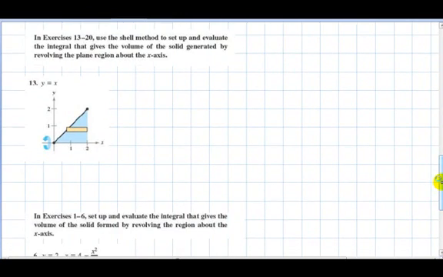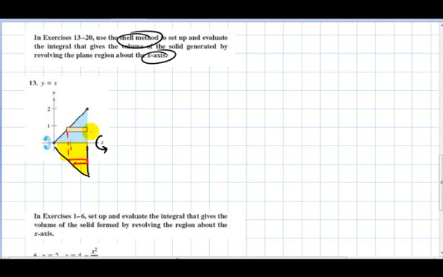Next problem, what we want to do is take this region here, which is given by y equals x. We want to use the shell method here and revolve it around the x-axis. Okay, so it's going to go across here. So I'm going to reflect it over here to show what it looks like in 3 dimensions. Show the shell.